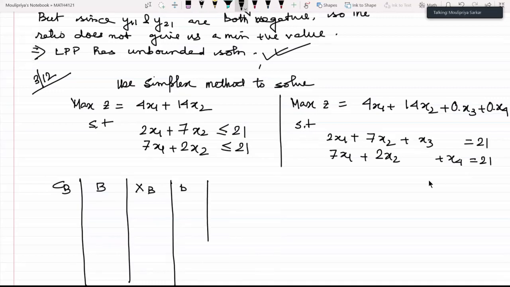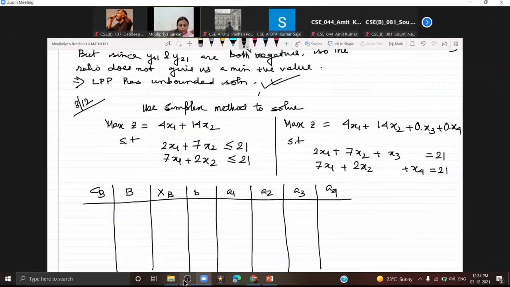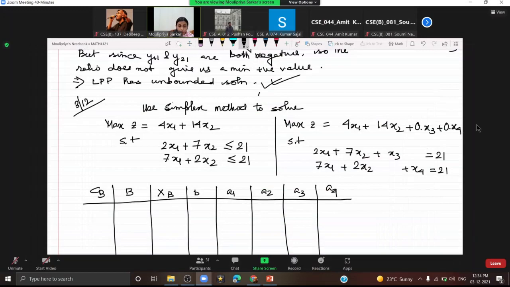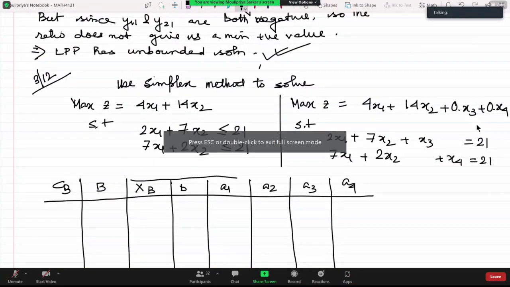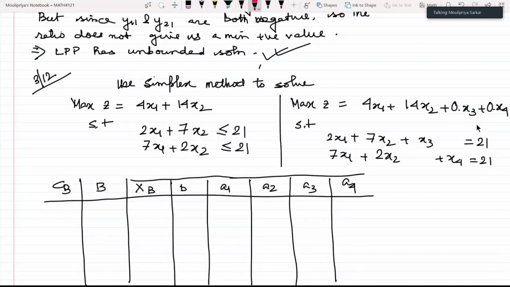Then you have small b, then A1, A2, A3, and A4. What do we write at the top? We write the cost parameters at the top. That means 4, 14, 0, 0.